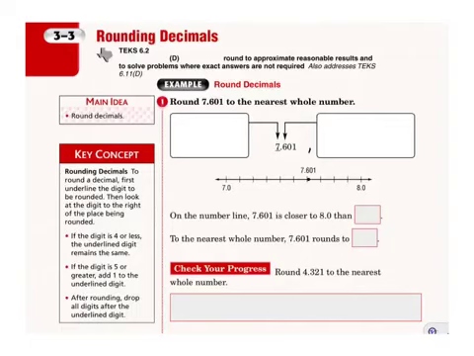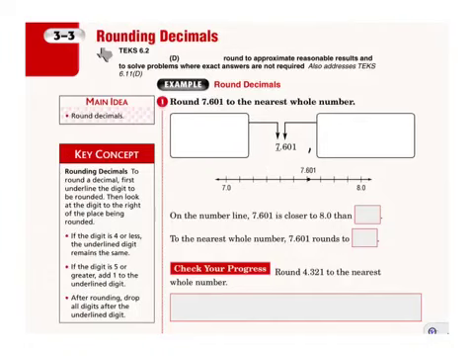So let's look at the example that you have here. You have example number 1. And it says round 7.601 to the nearest whole number. So you're going to round to the whole number. In this case, the whole number is number 7. That's why it's underlined. Okay?